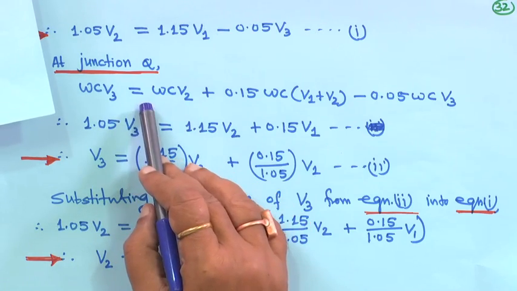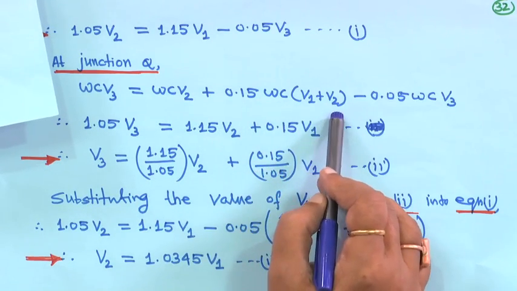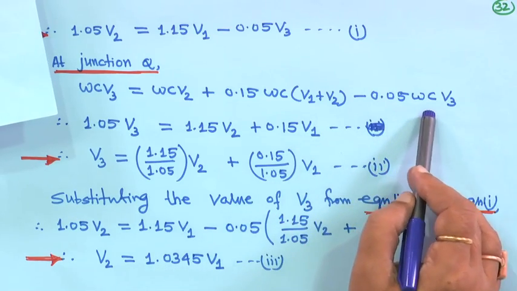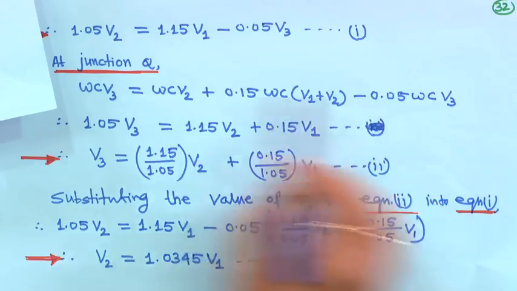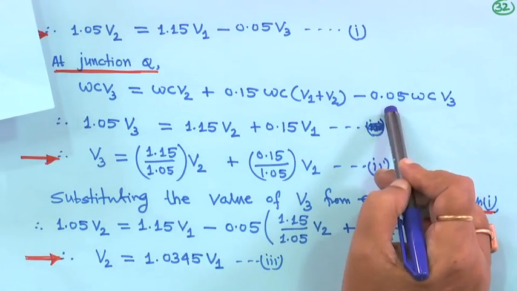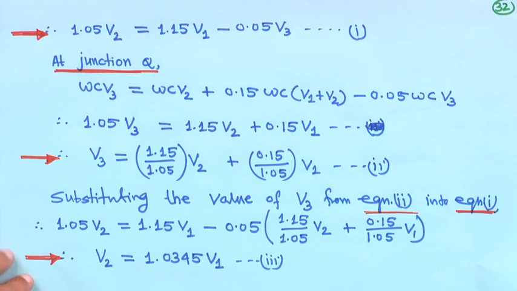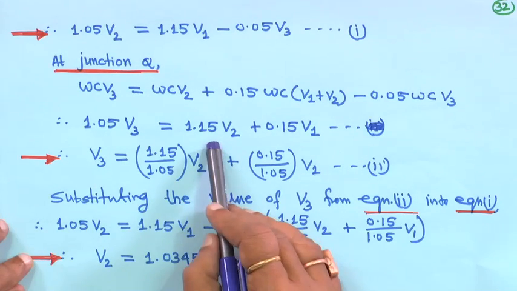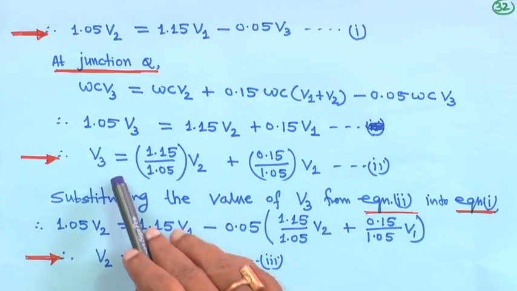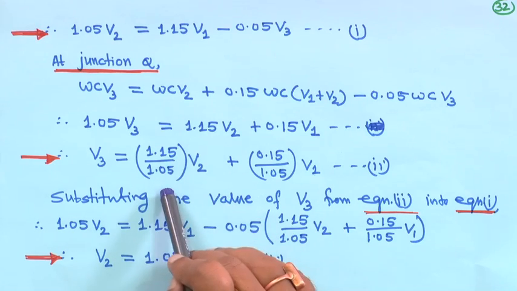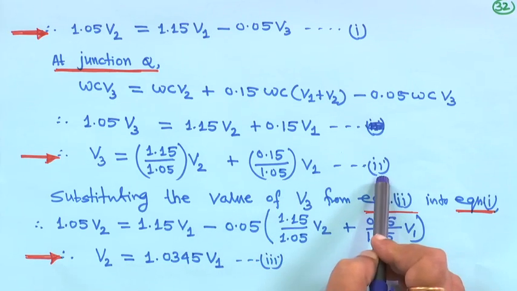You will get omega C V 3 is equal to omega C V 2 plus 0.15 omega C V 1 plus V 2 minus 0.05 omega C V 3. If you bring it to the left hand side, it will be omega C V 3 plus this one, but directly I am writing here. I think it is understandable to you. If you simplify, you will get 1.05 V 3 is equal to 1.15 V 2 plus 0.15 V 1. That means V 3 is equal to 1.15 upon 1.05 V 2 plus 0.15 upon 1.05 V 1. This is equation 2.